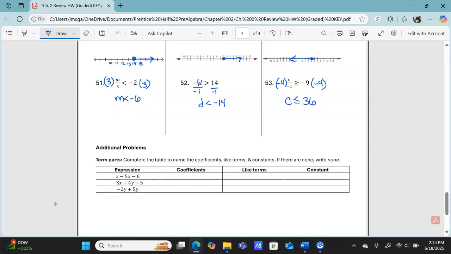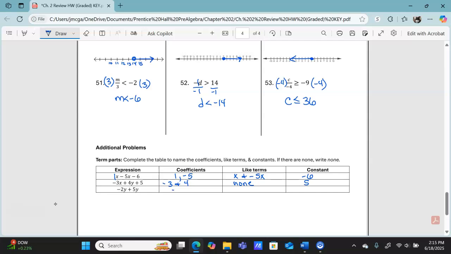And then finally, just making sure you know how to find coefficients, like terms, and constants. The coefficients in this one, there's a 1 sitting there. If there's nothing showing, there's a 1 in front of the letter. The like terms are the x and the -5x, and the constant is that -6. My coefficients are -3 and 4. There are no like terms in this one. And my constant is 5.